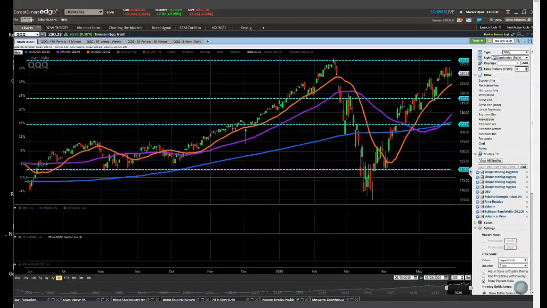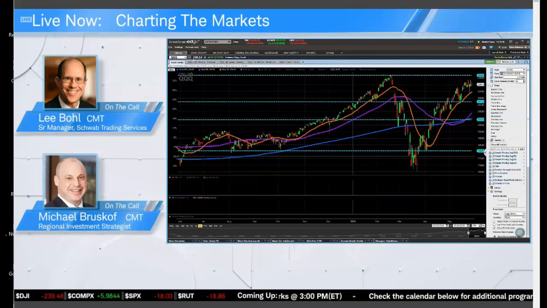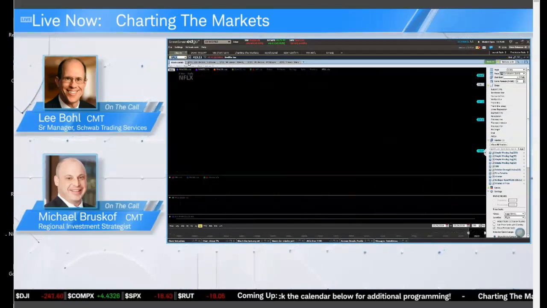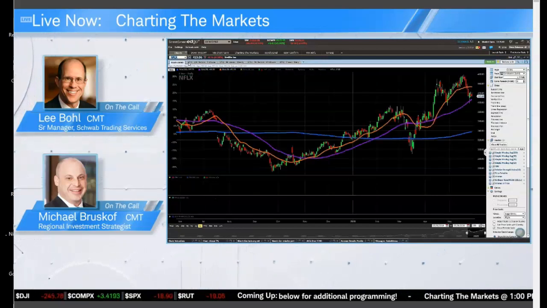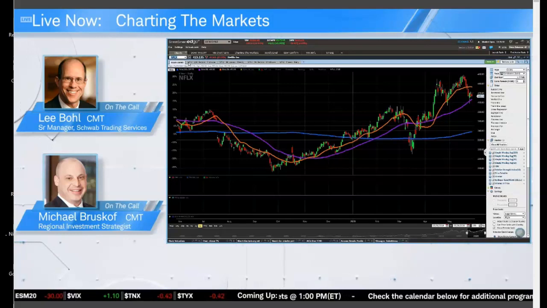And that makes me look at that resistance line on a stock like Netflix, which is a key driver in the Qs. I'm having a hard time figuring that out. And look at that, Netflix has pulled back a little bit over the last week, but as the Nasdaq keeps going higher, I don't know what stocks are going to continue to keep driving it.